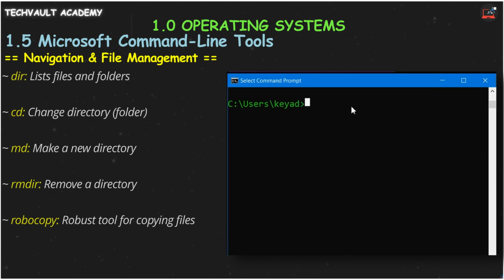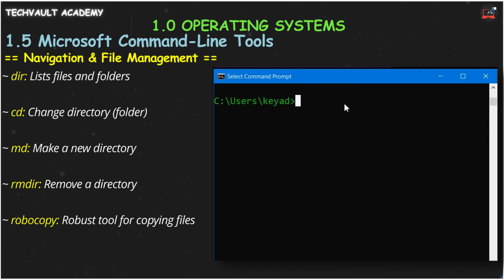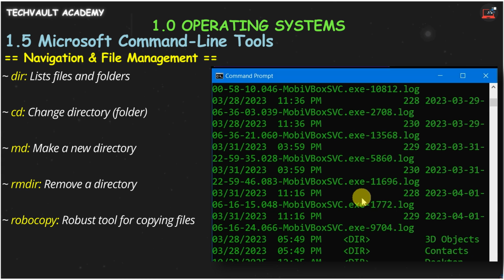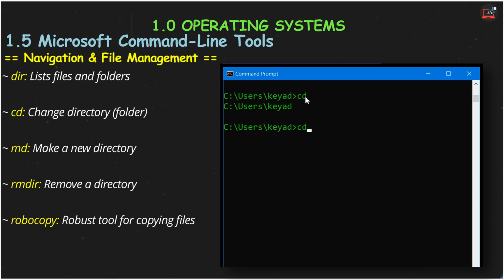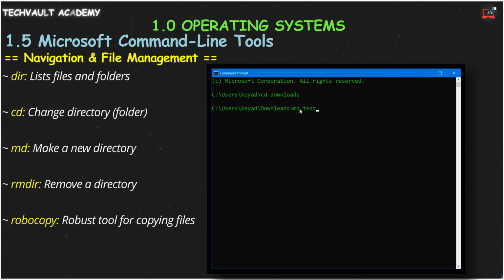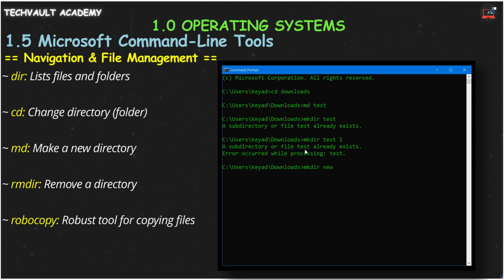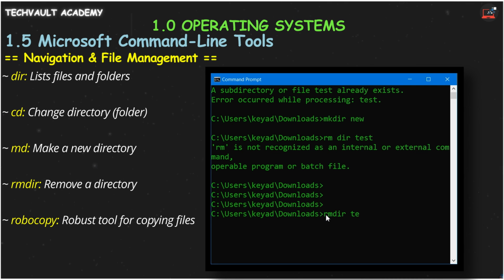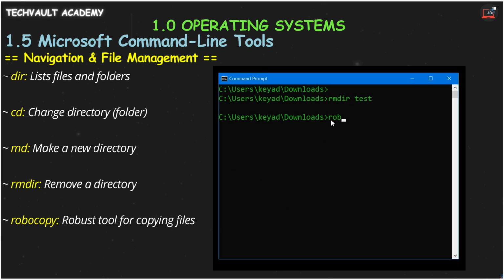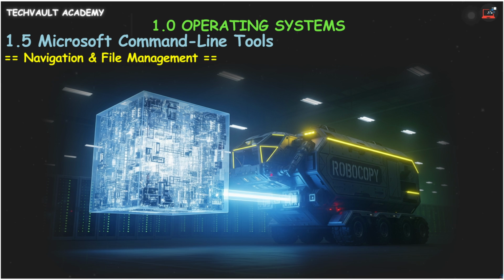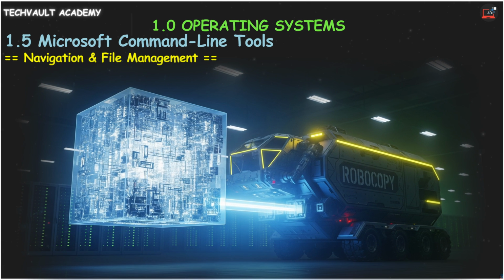Let's start with navigation. To see a list of files and folders, use dir. Think of it as opening a file cabinet drawer. To move between folders, use cd, which is like walking from one room to another. To create a new folder, use md or mkdir, and to remove one, use rmdir. For copying files, robocopy is the robust copy tool. It's like a high-tech mover that can handle huge files and automatically retry if the network drops.